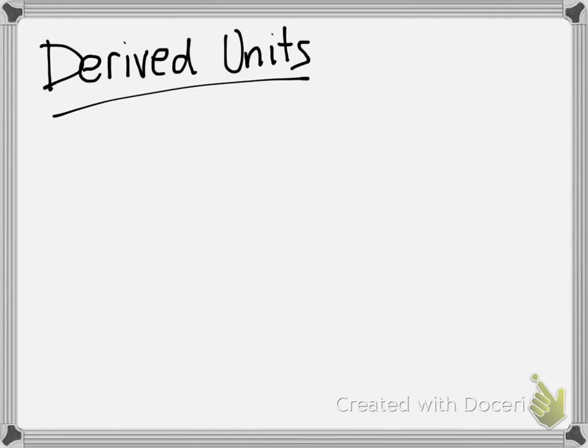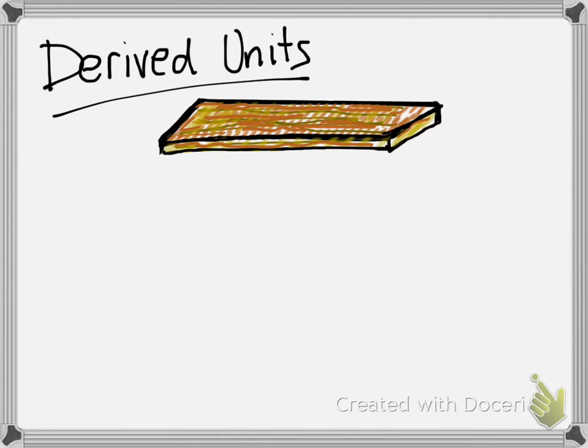Now let's talk a little bit about what are called derived units. So, remember when we talked about our board? We were able to measure its length and its mass using standard SI units, but we said we couldn't measure density the same way. There are a lot of things about this board we can't measure the same way.